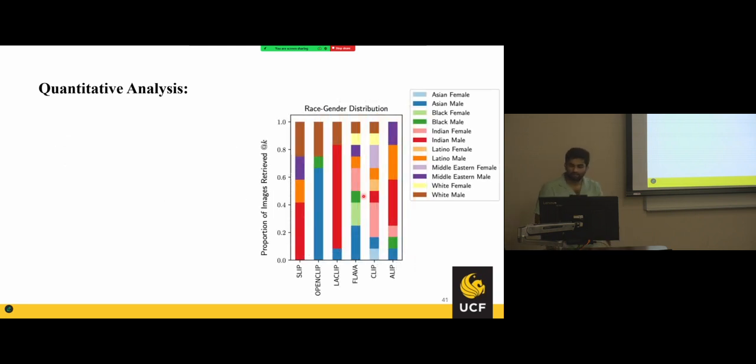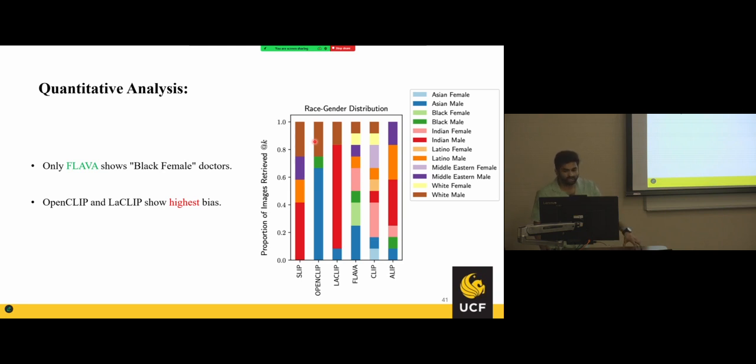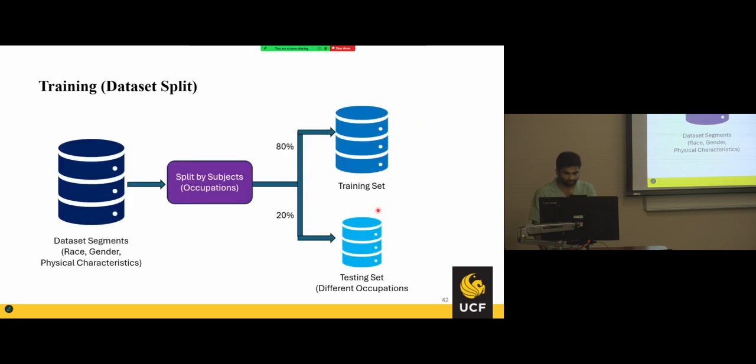Next we form attribute pairs of race and gender and try to get more images for doctors. We can see that only Flava shows black female doctors, whereas the rest of the models don't show any female doctors when retrieving images. OpenCLIP and LAION CLIP have the highest bias, as we can see that they have very few combination pairs, only 3 of them, and the rest are not being shown.